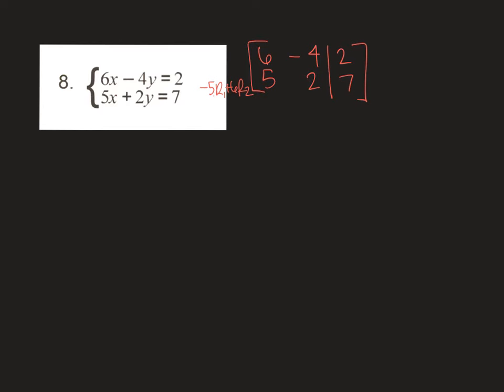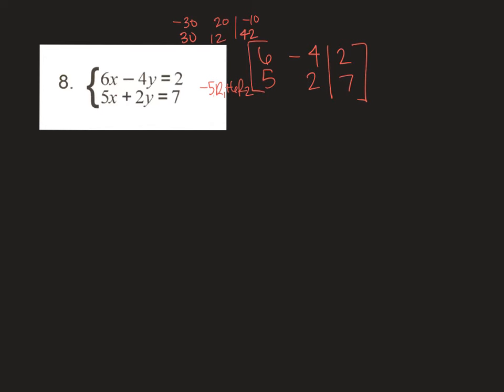Negative 5 times 6 is going to give us negative 30. Negative 5 times negative 4 is going to give us 20. And 2 times negative 5 is going to give us negative 10. And then 6 times 5 is going to give us positive 30. 6 times 2 is going to give us 12. 6 times 7 is going to give us 42.